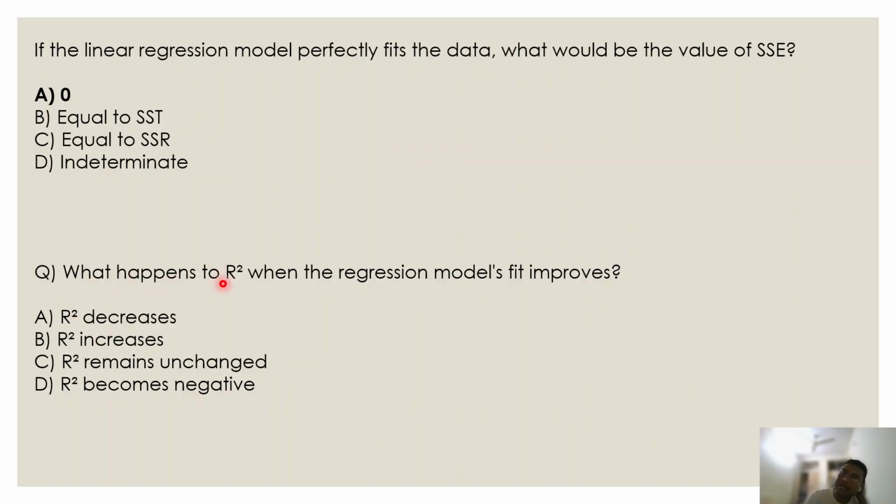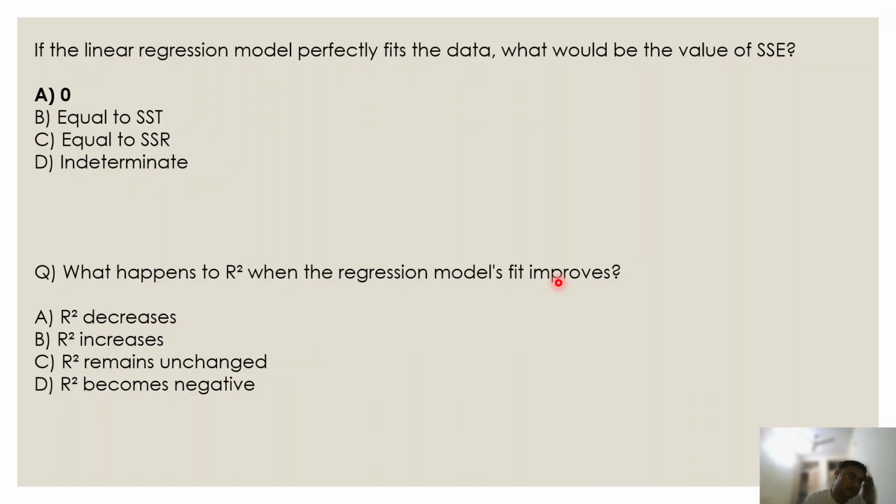Next question: what happens to R square when the regression model fit improves? Means if you remove the outliers, then your model will again fit in a better way. So what exactly happens to R square at that time? If you prepare model one, then you make some improvements, you add some more extra features, what improvement happens in the R square? Okay, Rachna's answer is R square decreases. Prakash Ranjan, R square decreases.